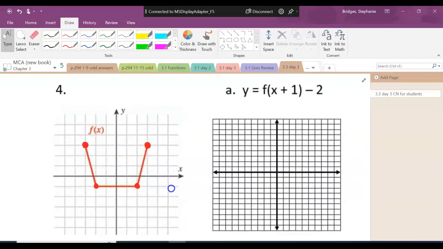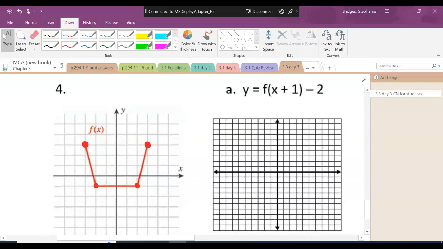So try A. A has 2 movements to it this time. So when you start at your original point, you're going to have to go either left or right and then up or down to put the new points. So figure out, based on the equation, what movements you should have.